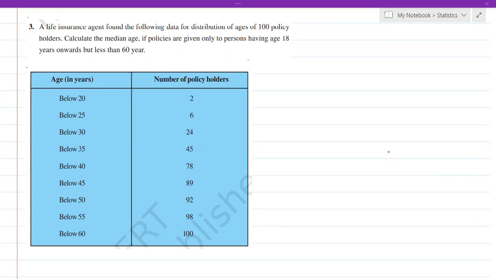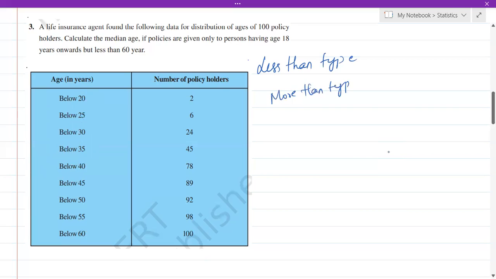year. Okay. Now, if you observe the difference between this question and the previous question, that is the table. Now, here it is given in this form: below 20, below 25, below 30, below 35. This type of table is also known as less than type. And instead of below, if you use the word above, then it is known as more than type.